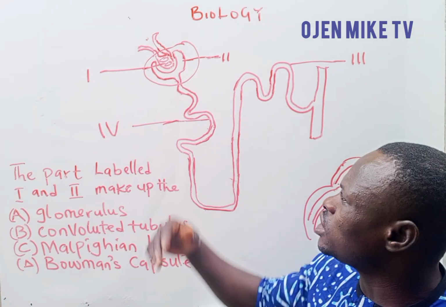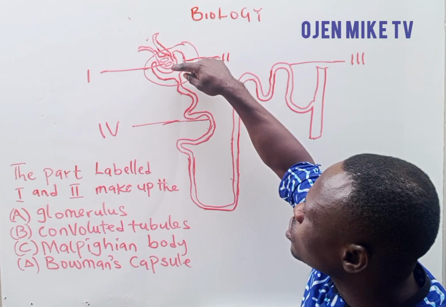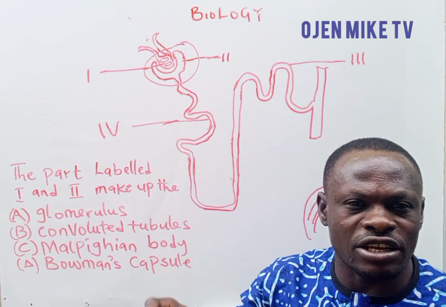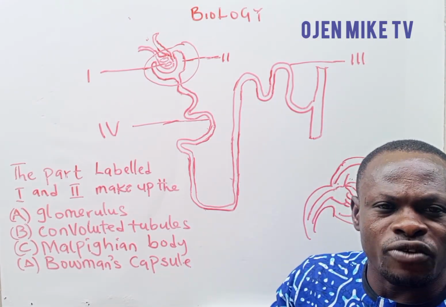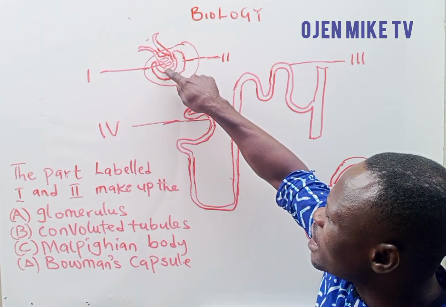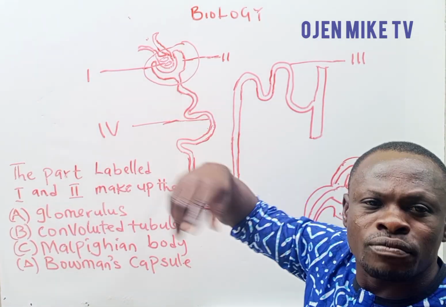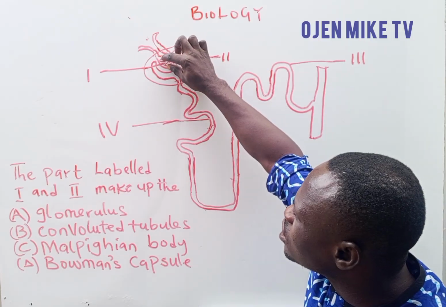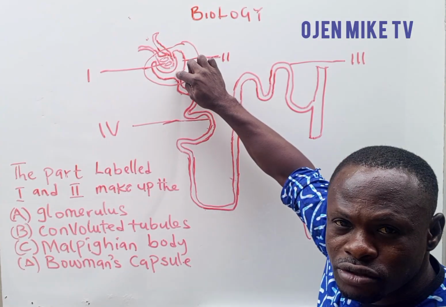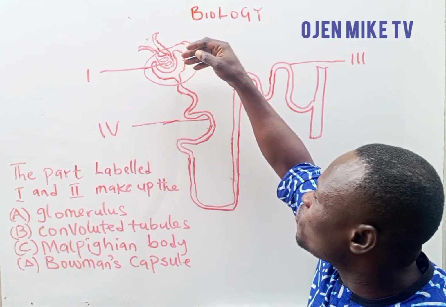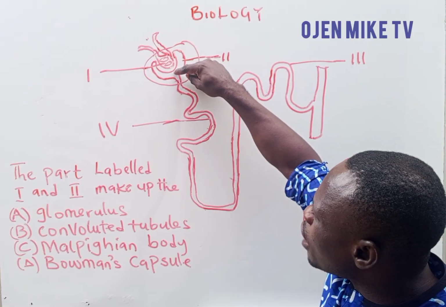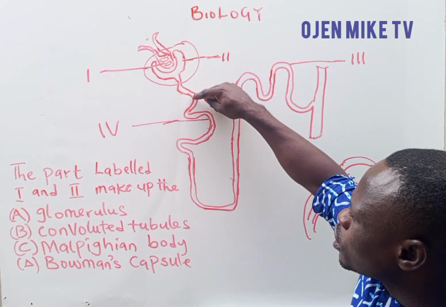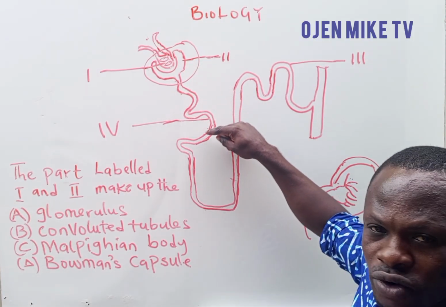Remember, blood is brought into the glomerulus by the renal artery. Blood will first be deposited here in the glomerulus, where filtration will take place. The glomerulus will filter this blood into this Bowman capsule. Then after filtration, the filtered fluid will begin to go through this convoluted tubule.